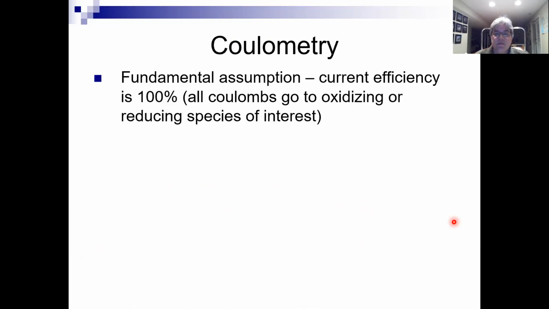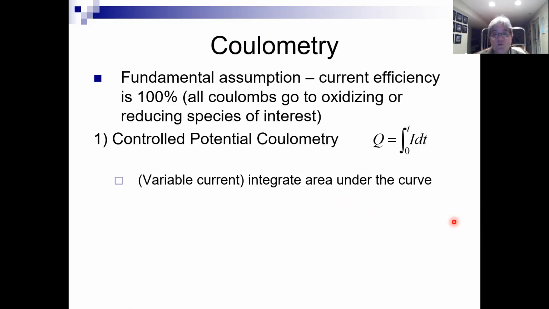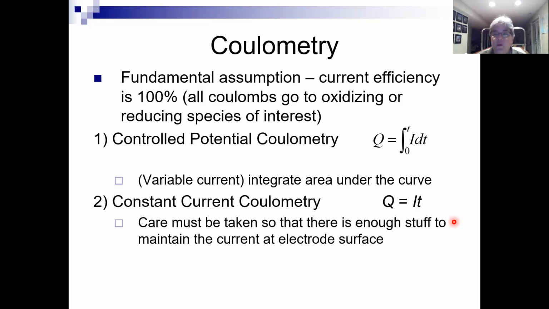So coulometry, there's 2 ways to do it. You can either do controlled potential and measure the charge for that, or you do constant current and then calculate Q by I times T. If you're doing constant current, you have to be sure that you're bringing enough stuff up so that it reacts. In both of these, again, we're assuming that all of this Q that we're measuring is actually oxidizing or reducing whatever I'm studying, not other things.